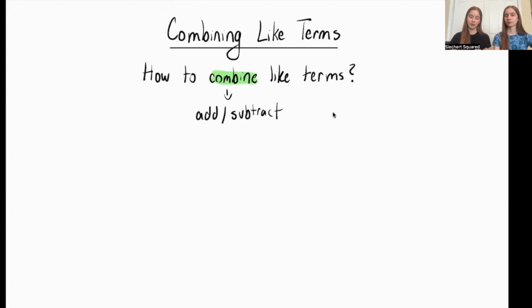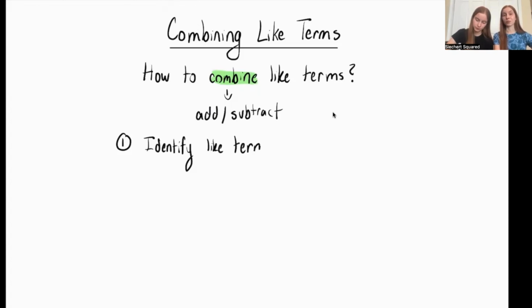Now, our very first step, you're going to identify the like terms. So maybe there's 3 to 5 terms written down. You want to pause, look at all the different variables, and see which terms match up with another term. Because again, we can only combine like terms. So we have to make sure we know what the like terms are to start.